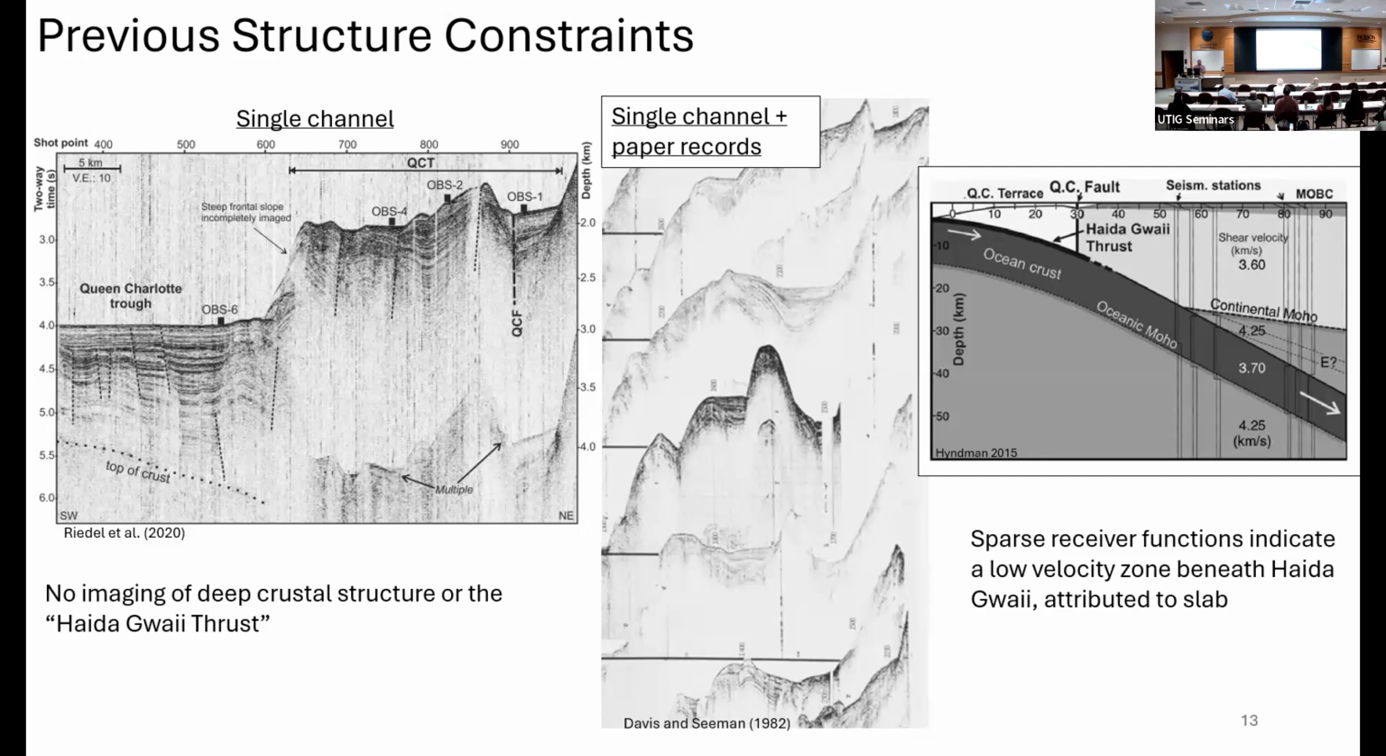There's been some sparse receiver function analysis on Haida Gwaii that has found a low velocity zone beneath the islands that they attribute to a slab, again pointing towards underthrusting, but this is really the best indication that anyone's had, along with the earthquake, that underthrusting might be accommodating the convergence here.